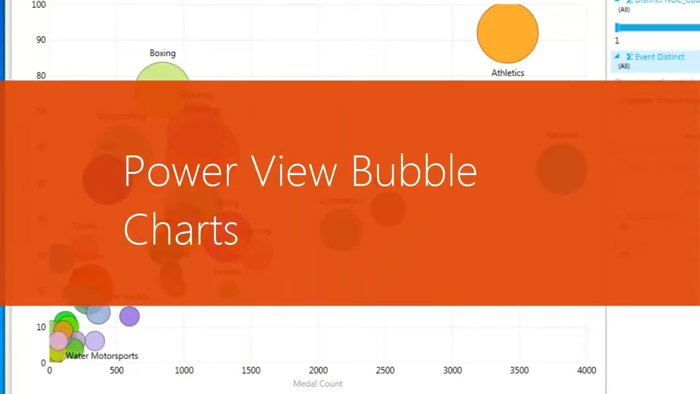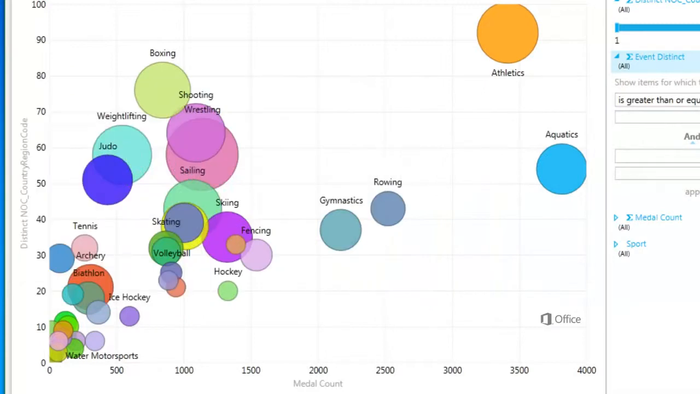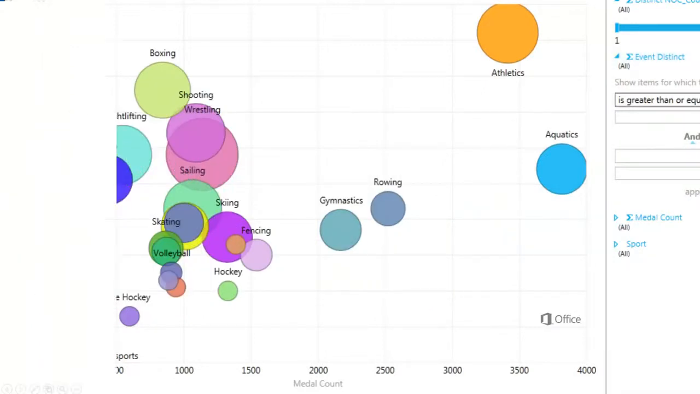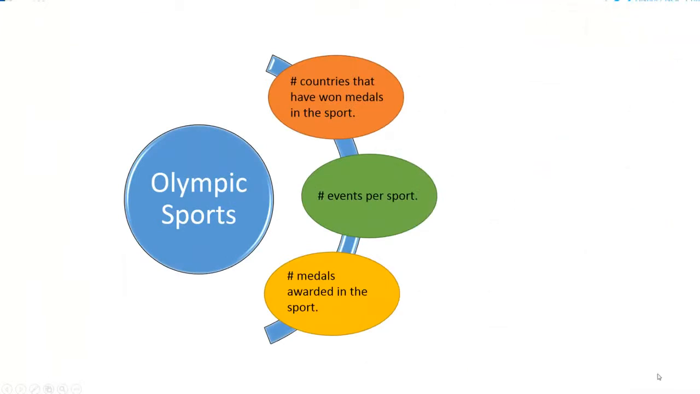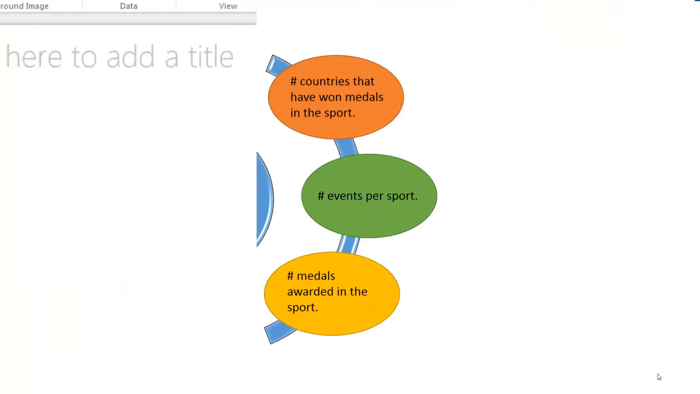Scatter and bubble charts are a great way to display a lot of related data in one chart. For this video, I'll use a bubble chart to look at Olympic sports and see three things at once: the number of countries that have won medals in that sport, the number of events that make up that sport, and the number of medals that have been awarded for that sport.